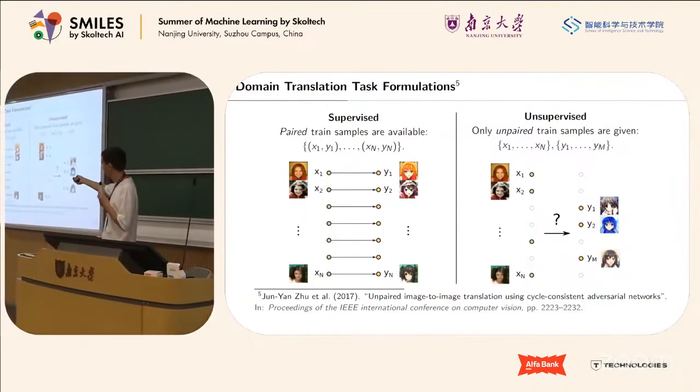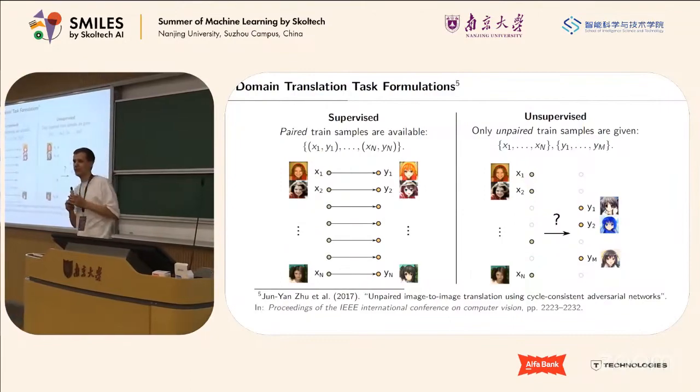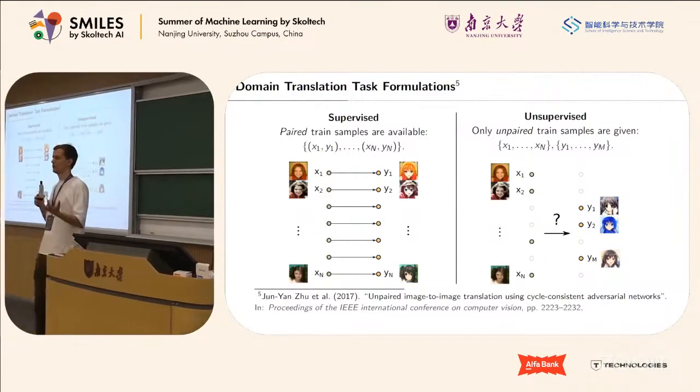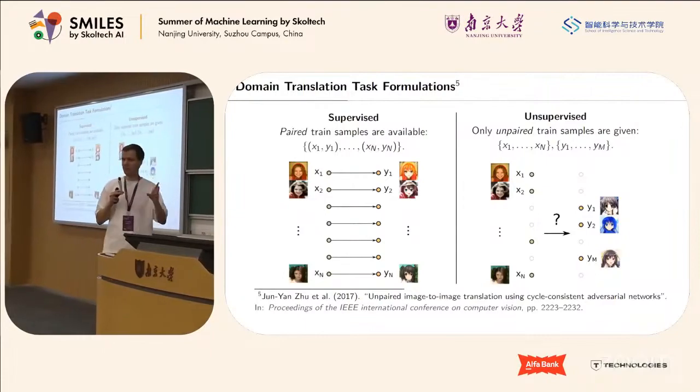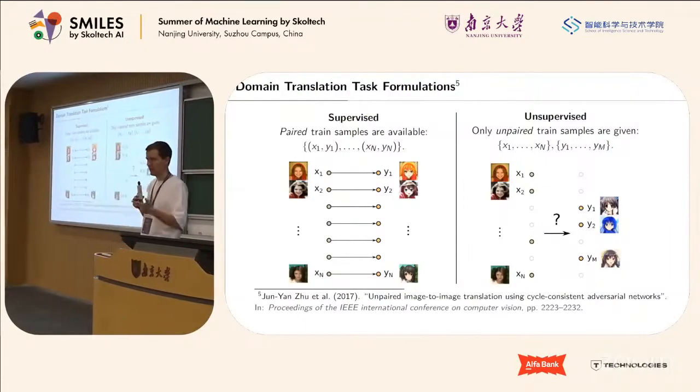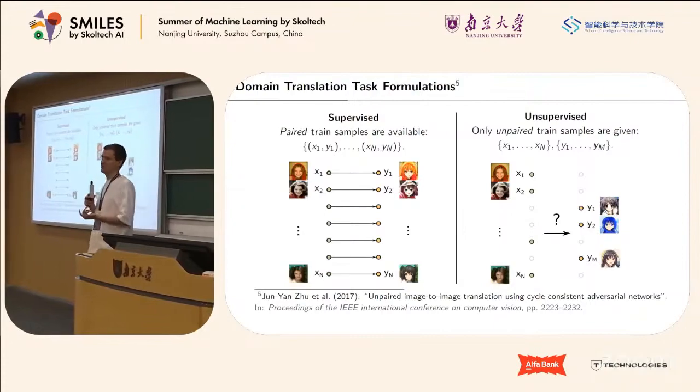What is this paired setting? The paired setting is the following. During training of your model, you have sets of pairs of samples from the input domain and the target domain. So in machine learning language, this is just a standard supervised learning problem.